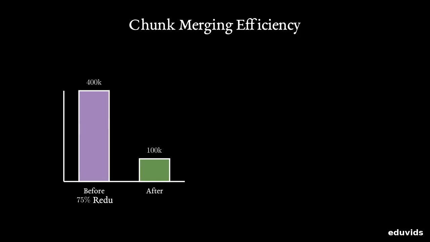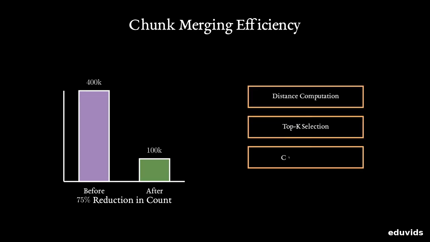Because vector lookup makes it cheap to handle large chunks, we can go even further. We start merging smaller chunks into mega chunks. Think of this like combining 18 individual pages into one thick chapter. This drastically reduces the total number of items the system has to track. If you had 400,000 chunks, merging them might bring you down to 100,000.